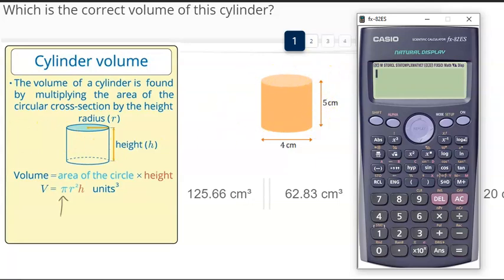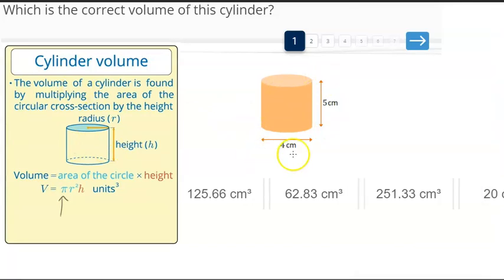Height of 5 and a diameter of 4. Now, we need to use pi r squared h. We need to use the radius, and our radius in this case is half of what the diameter is. So that's 2 centimeters. So our volume is pi times our radius, which is 2, remember to square it, times our height, which is 5.